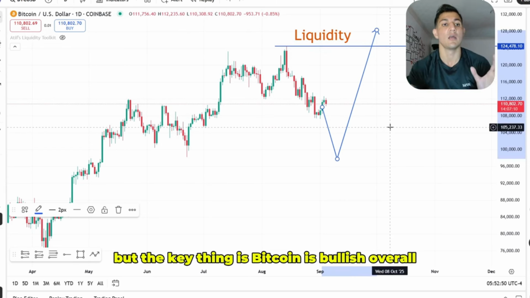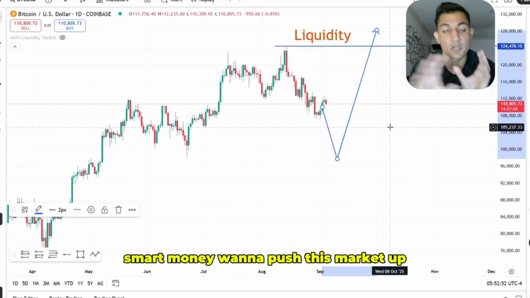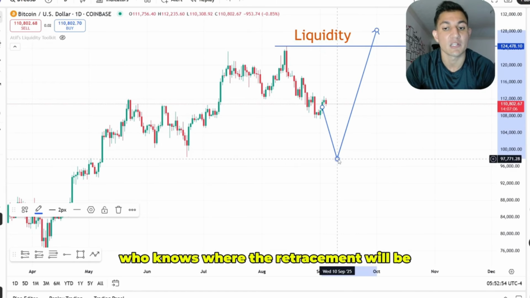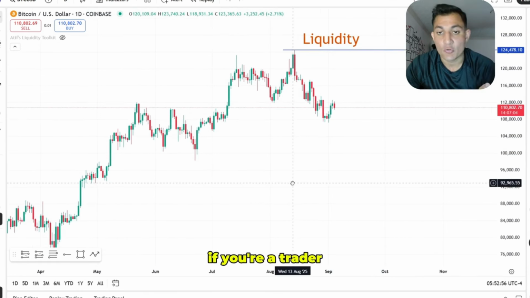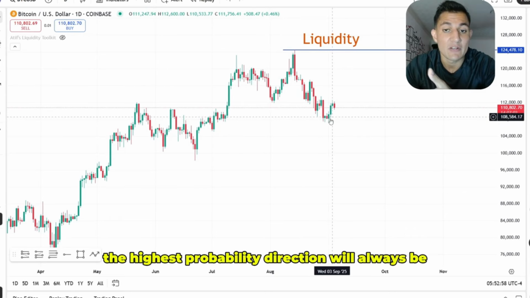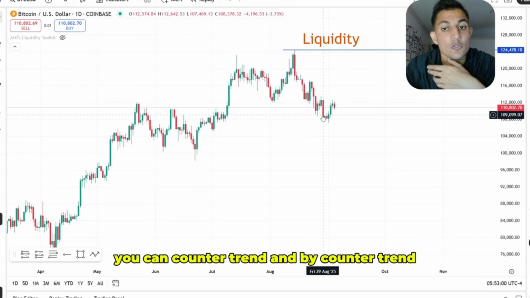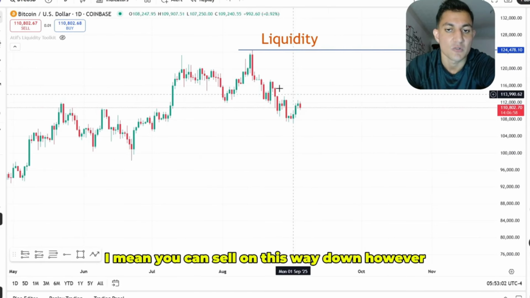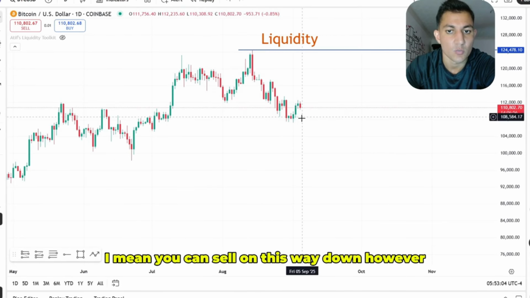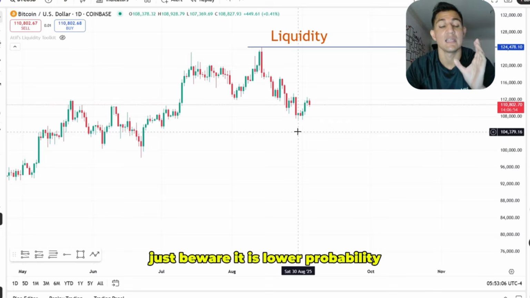But the key thing is Bitcoin is bullish overall. Smart money want to push this market up. Who knows where the retracement will be? If you're a trader, the highest probability direction will always be looking for longs. You can counter trend, and by counter trend I mean you can sell on this way down. However, just beware, it is lower probability.